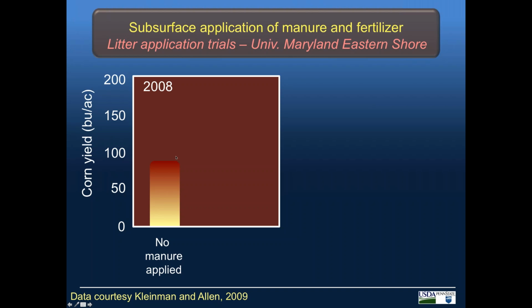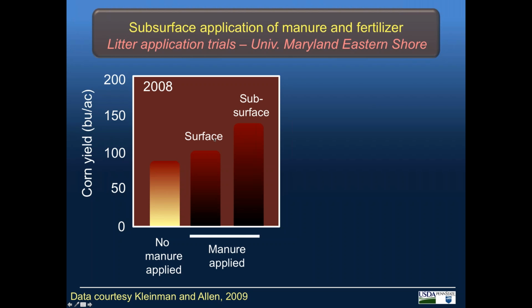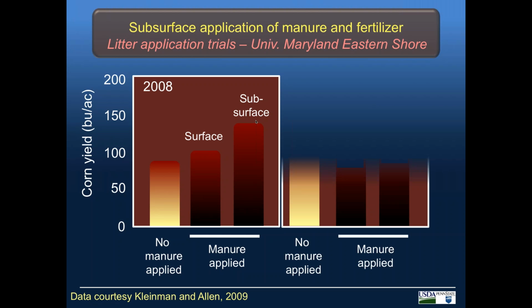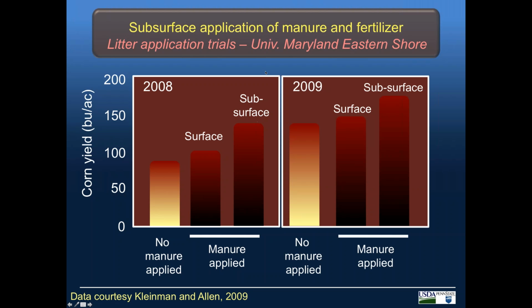These were very high testing soils. They already had a lot of phosphorus in them. So we had one treatment where we didn't apply any litter, and then we broadcast the litter on the soil, so it's sitting on the surface, and you can see a little bump that statistically was not a significant bump when we broadcast it on the surface. But when we put it in the subsurface, so we're putting it down where the roots grow, we had a significant increase in yield. We haven't seen this everywhere, but at this particular site, we saw it multiple years. Here's the following year, so that was 2008, 2009. Again, we had yield benefit from the subsurface application.